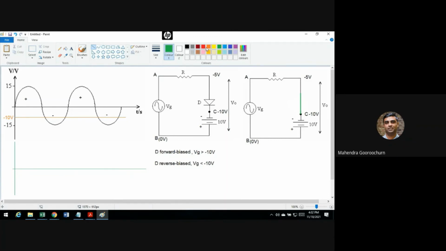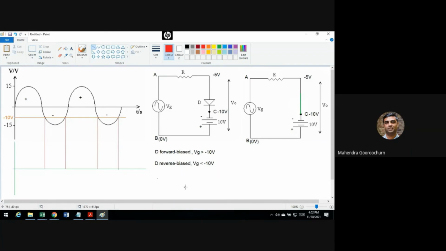So on your graph, you have to drop some lines at minus 10, at the intersection. These are important points, this one here and this one as well, because from these points you find a change in behavior of the diode. The diode is going to shift from being a short circuit to being an open circuit.